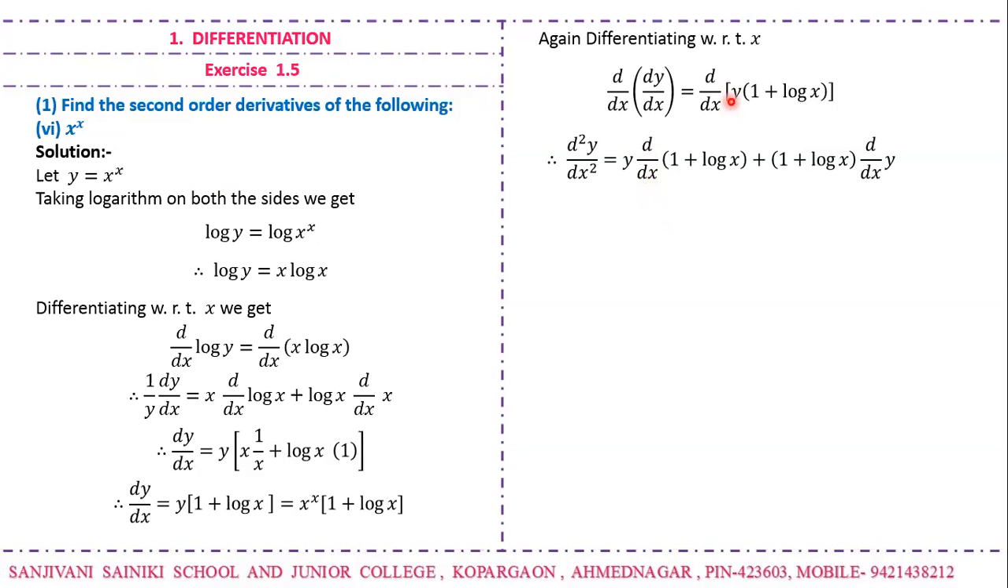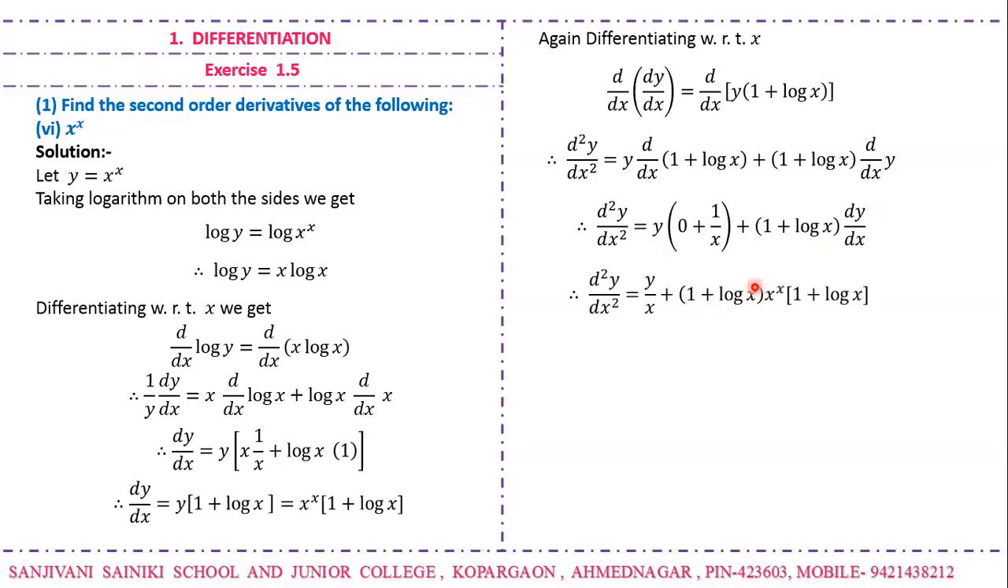Now again differentiate the function because we want to find the second order derivative. So again there is a product of functions: y as it is, d by dx of the second function, plus the second function as it is, d by dx of the first one. So y as it is, 1 plus log x, its derivative: derivative of 1 is 0 and log x derivative is 1 upon x. Again d by dx, so dy by dx. But we know that dy by dx is x raised to x, 1 plus log x. So put that value here.